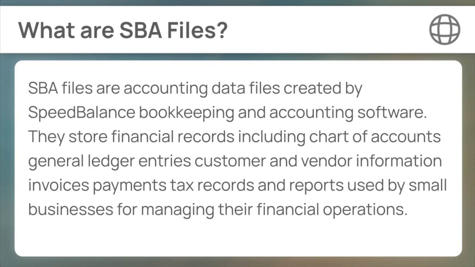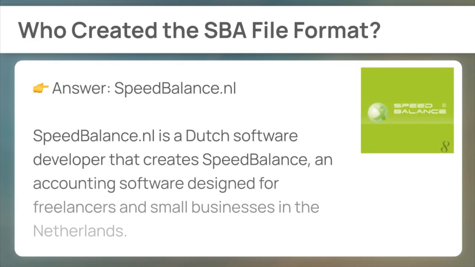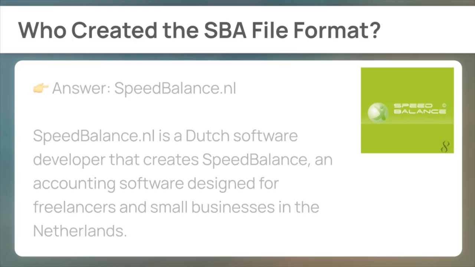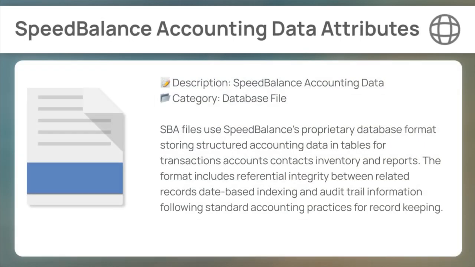They store financial records including chart of accounts, general ledger entries, customer and vendor information, invoices, payments, tax records, and reports used by small businesses for managing their financial operations. SBA files use SpeedBalance's proprietary database format, storing structured accounting data in tables for transactions, accounts, contacts, inventory, and reports. The format includes referential integrity between related records, date-based indexing, and audit trail information following standard accounting practices for record keeping.